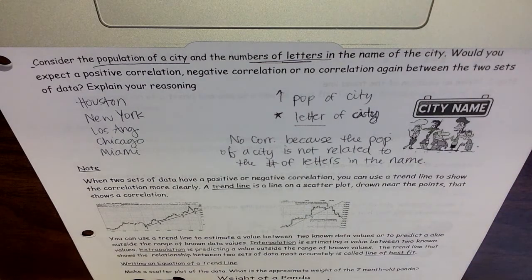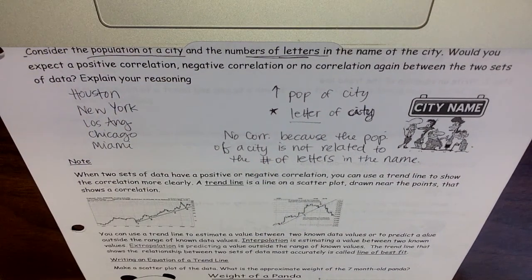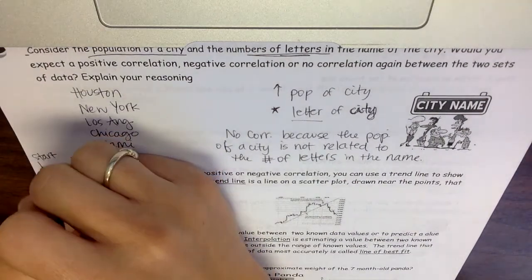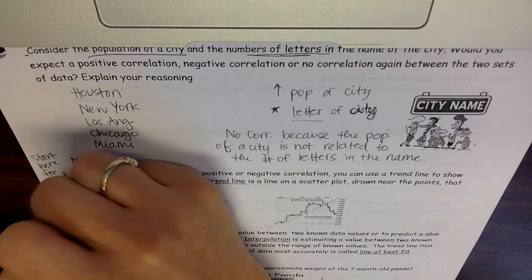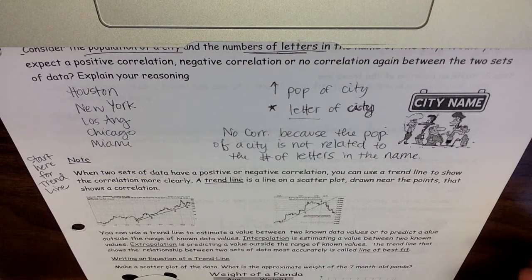So we have made two scatter plots in our notes, and we've had an example of, is this a positive, negative, or no correlation? Now next time, we're going to start here for trend line. So whenever you have your trend line video, I'm going to pick up here and then explain what trend line is and the rest of this vocabulary.